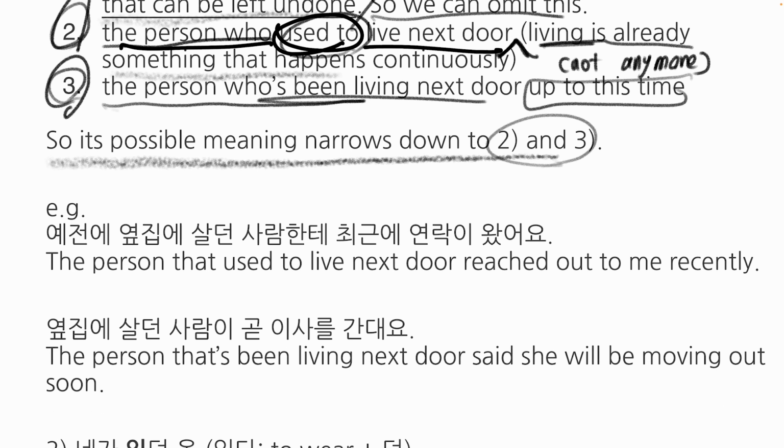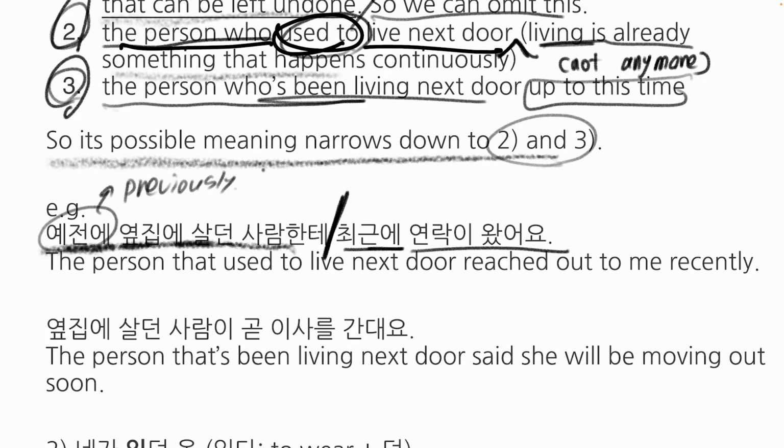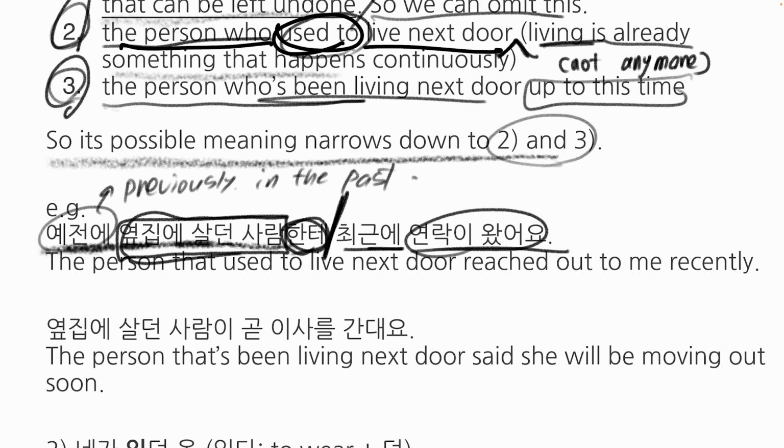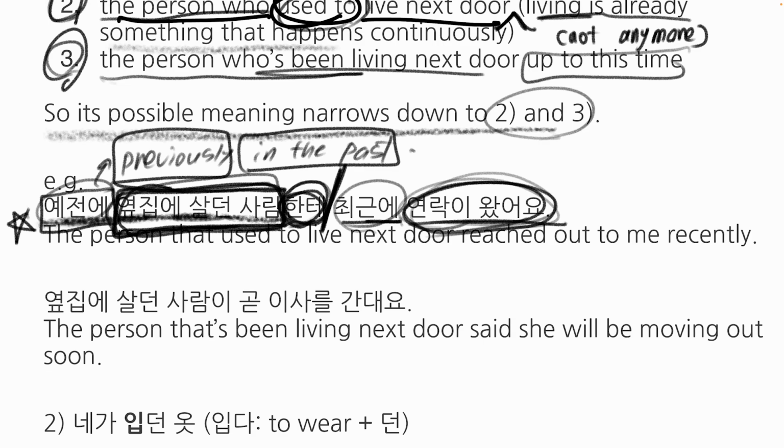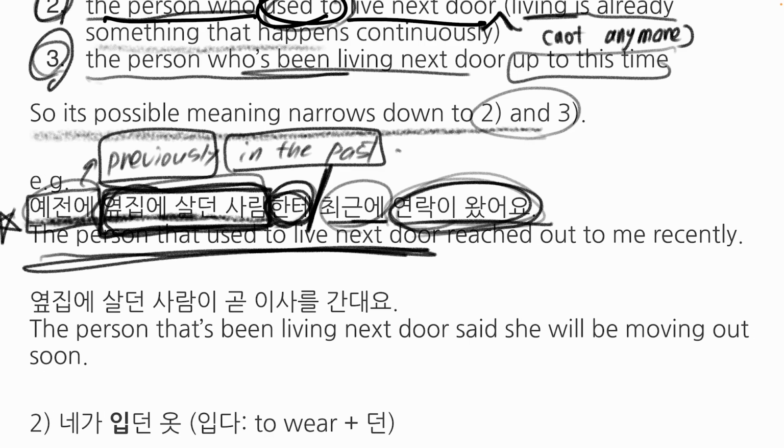So if you say 예전에 옆집에 살던 사람한테 최근에 연락이 왔어요. 예전에 means previously, like in the past. 예전에 옆집에 살던 사람한테 연락이 왔어요 means from this person I got a contact. So that person reached out to me, basically. Reached out to me recently. And so here, there's a time adverb clearly stating previously, in the past. So the 옆집에 살던 사람 cannot but mean the person that used to live next door.